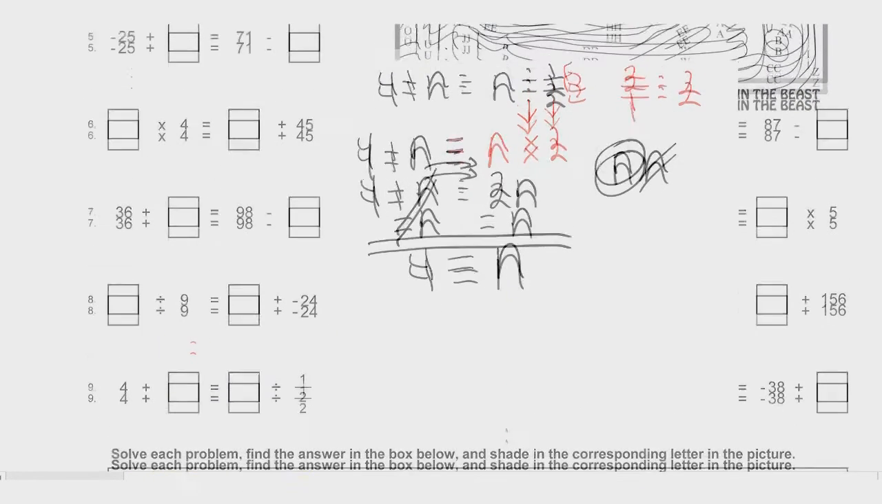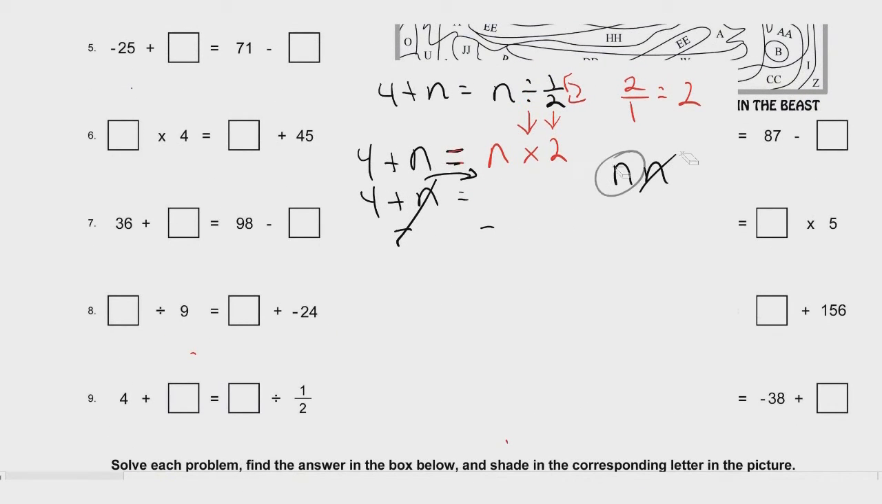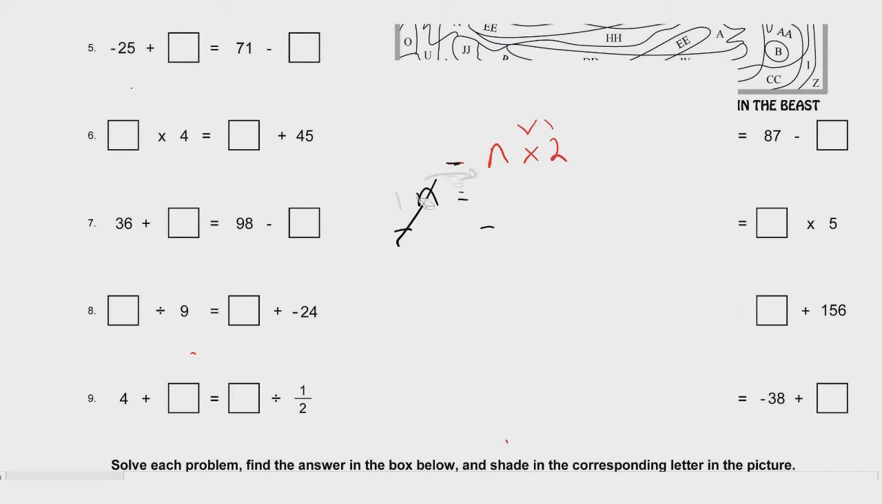So this is what I'd like you to do. I'd like you to do problems 10, 11, 12, and 13. Does that sound about right? 10, 11, 12, and 13 on your own. So press pause. When you're finished, press play and come back to me and we'll check your answers. See you in a bit.